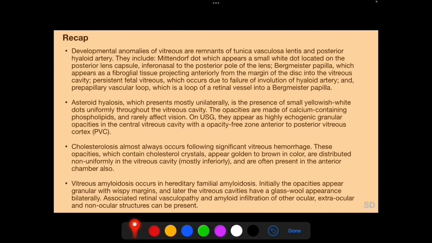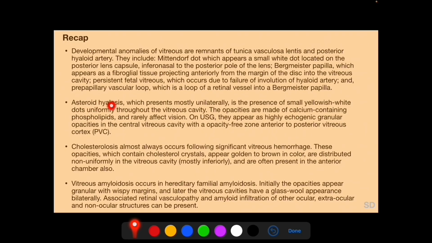To recap the salient points, developmental anomalies of vitreous are remnants of tunica vasculosa lentis and posterior hyaloid artery. They include Mittendorf dot, which appears as a small white dot located on the posterior lens capsule inferonasal to the posterior pole of the lens; Bergmeister papilla, which appears as a fibroglial tissue projecting anteriorly from the margin of the optic disc into the vitreous cavity; persistent fetal vitreous, which occurs due to failure of involution of the hyaloid artery; and prepapillary vascular loop, which is a loop of a retinal vessel into a Bergmeister papilla.